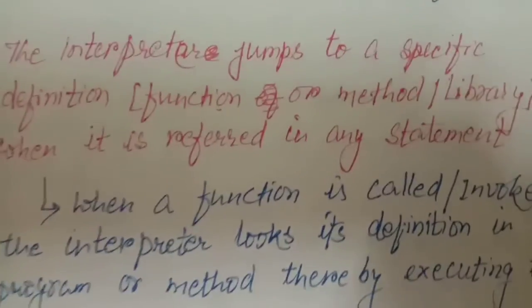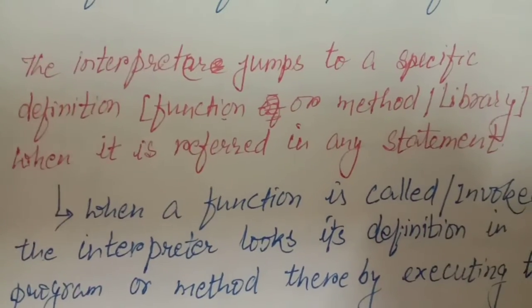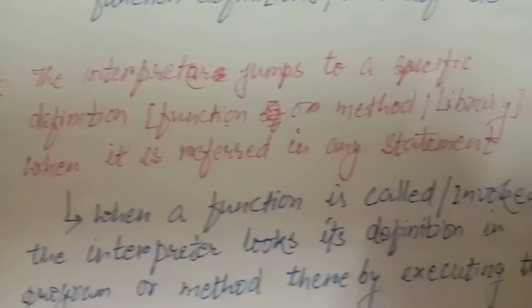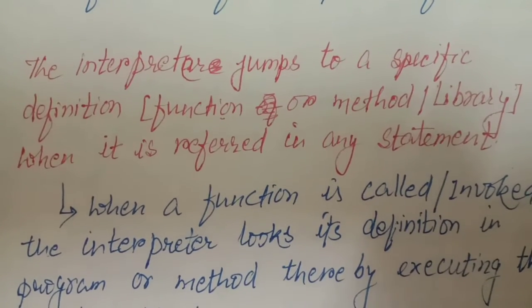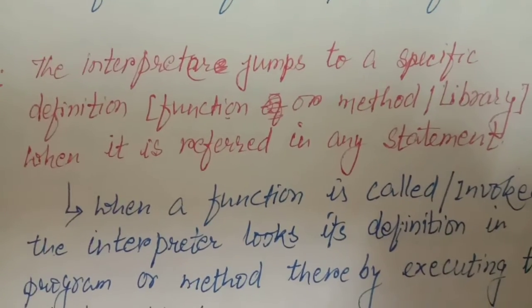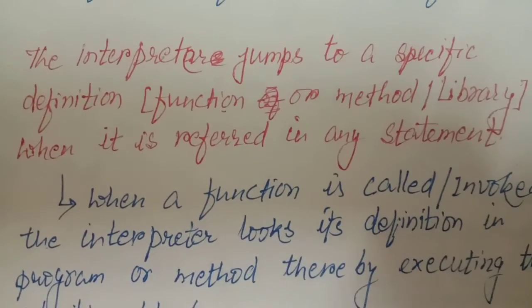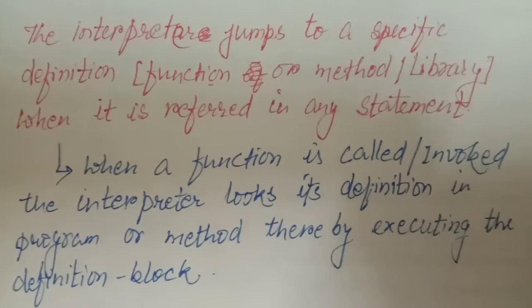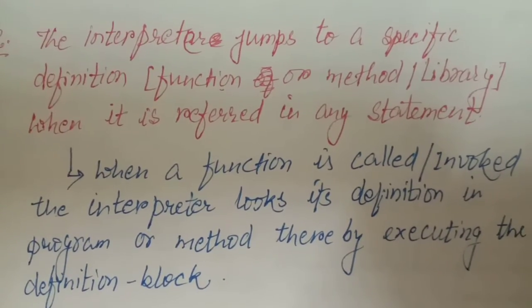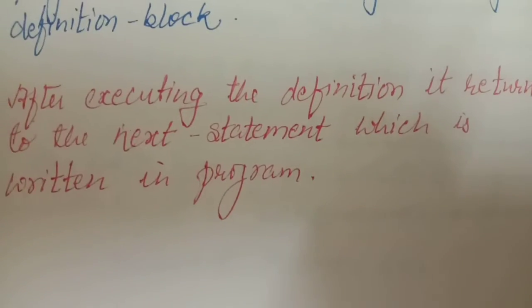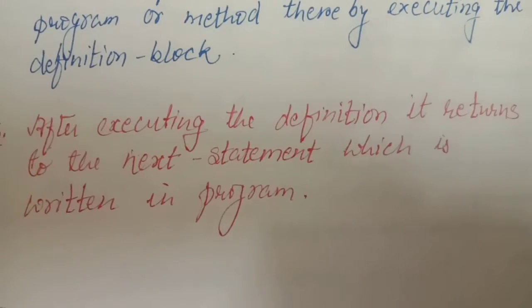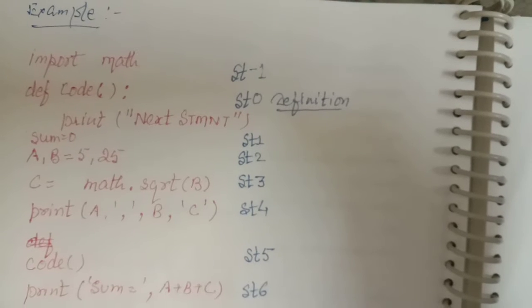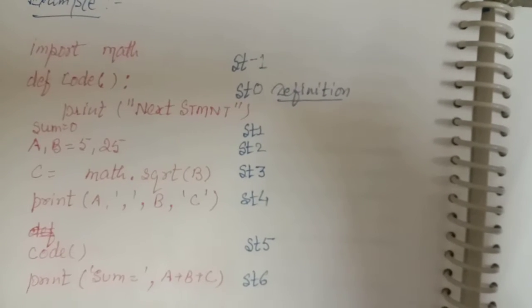Thereafter, if it finds a call to any function, then the function might be a user defined function, or might be one from a library, or might be an inbuilt function. Then in that case, the interpreter jumps to the definition wherever it is. After executing the definition, it comes back to the program and executes the next statement in the program if present. Now let's try to understand this flow of execution with the help of this program.